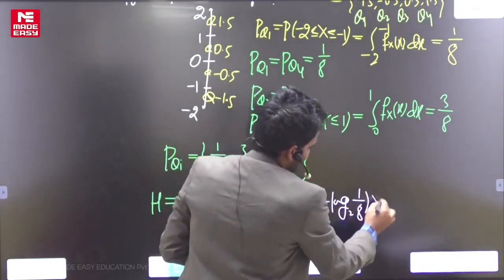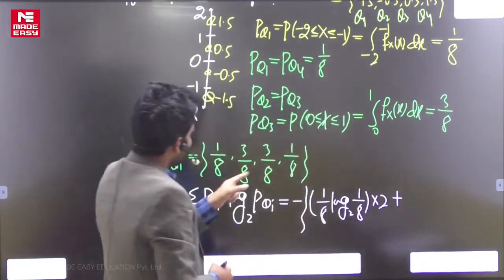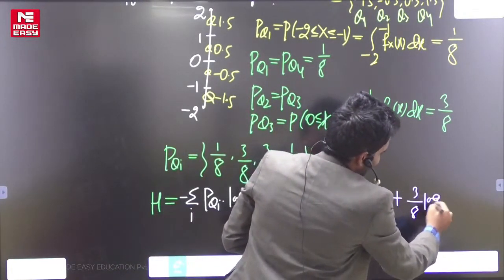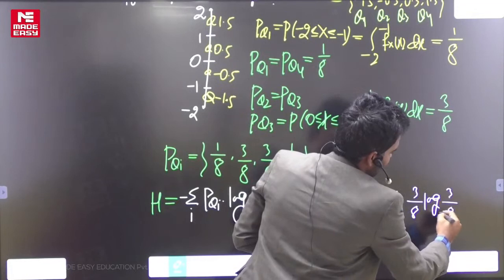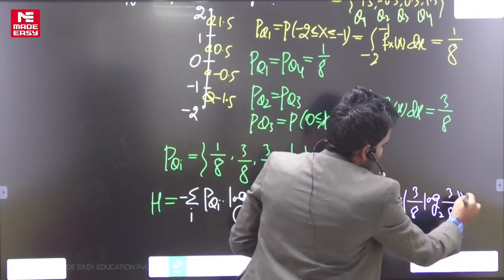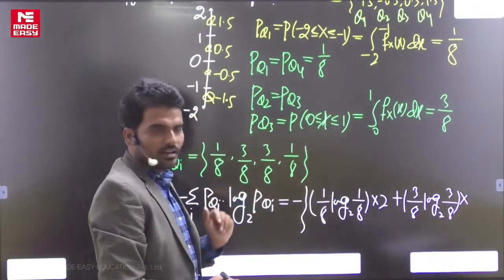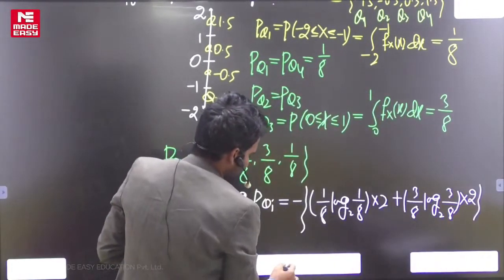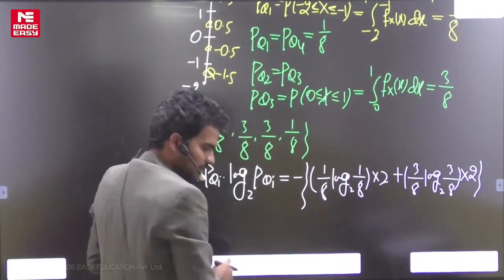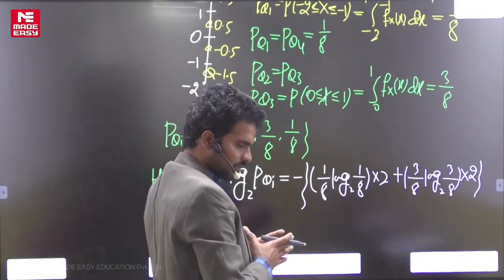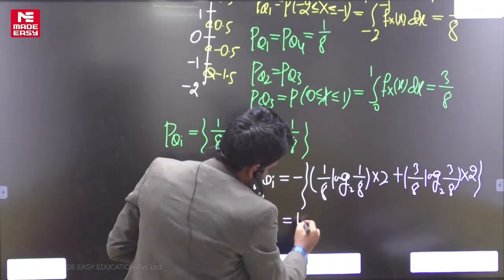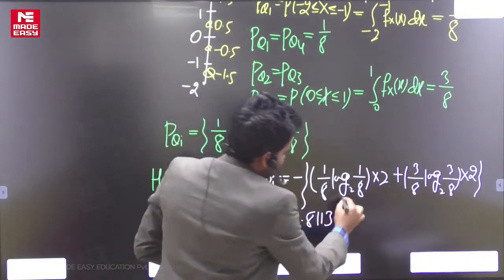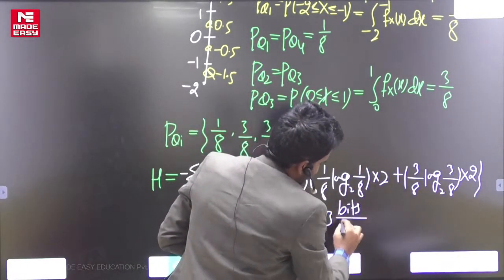So into 2 I can write plus, and this is 3/8 log 3/8 base 2 of course, and it is also 3/8 log 3/8, so it is into 2. If you compute this, the answer you are going to get here is 1.8113. This is in bits per sample.